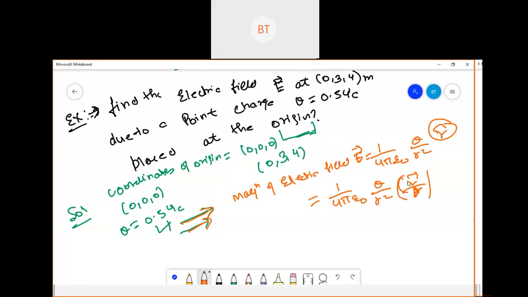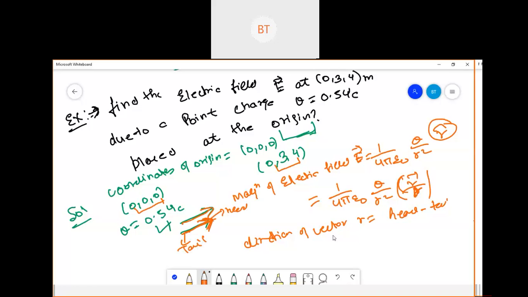Now I will substitute into the formula. First I will calculate the direction. You already know how to calculate the direction: the direction of the vector r will be head minus tail. Since it is a positive charge, our head will be this one and the tail will be this one, because this is the direction.